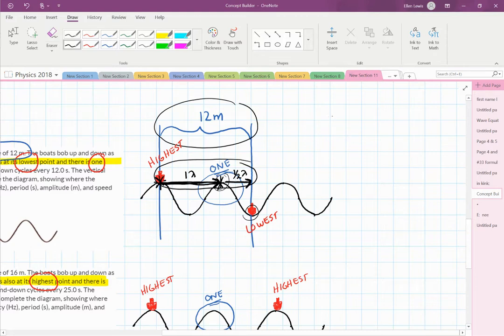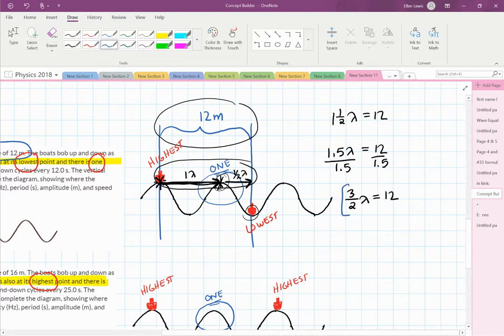So I can write it this way. 1.5 lambda is equal to 12, and then divide both sides by 1.5. All right, and then finally, I like using fractions. So instead of saying 1.5 lambda, I could also say 3/2 lambda is fitting into 12 meters.